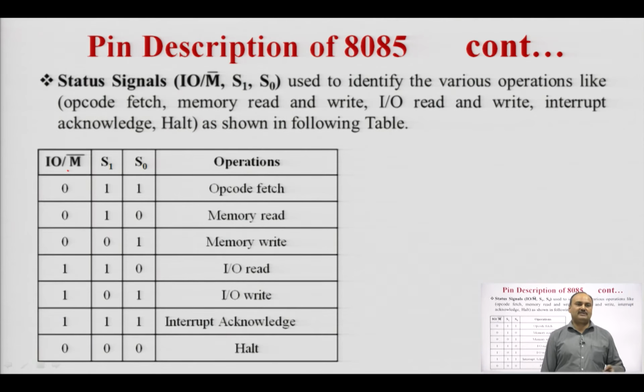With the help of this table we can easily identify the different operations performed by the microprocessor on the basis of the status of the signals. That is why these signals are called status signals. These signals are S0 and S1, along with the input output or memory signal, and they give the status of the operation performed by the microprocessor.